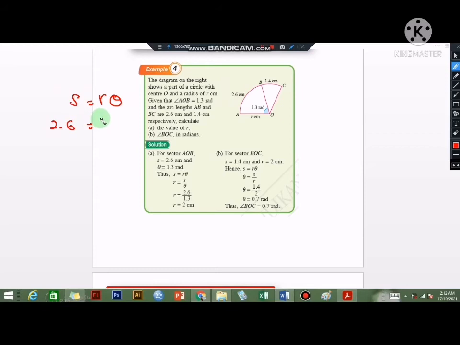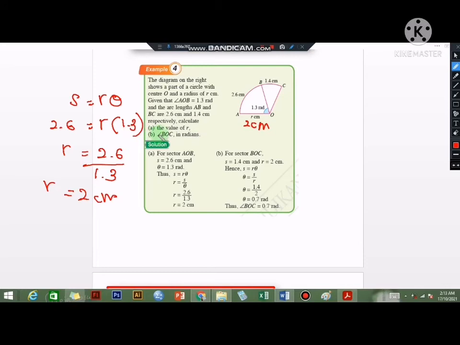So 2.6 is equal to radius. We don't know the value. R is the value that we want to find, and theta is 1.3. Now we want to find the radius. So R is equal to 2.6 over 1.3. Then you will get your answer, which is 2 centimeter. So the radius is 2 centimeter. Now we are done with A.